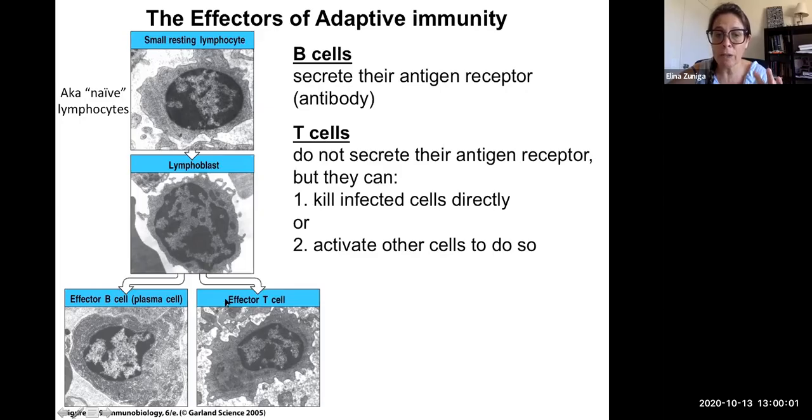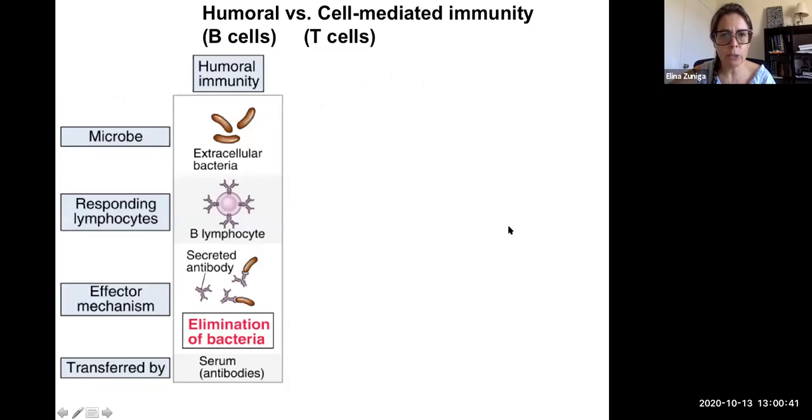But instead, the effector T cells, we will learn more about this, will acquire the capacity to kill infected cells, like the natural killer cells, but with other recognition receptors, and may also acquire the capacity to activate other cells to kill the pathogen. For example, some T cells, we will learn, activate macrophages to enhance their microbicidal activity so they can kill the pathogen, okay? And this will become clear in the next few slides.